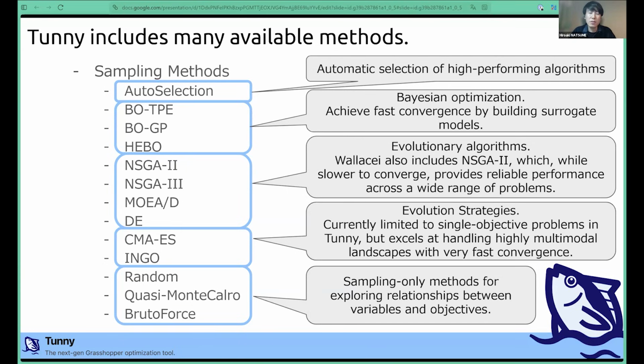Evolution strategies like CMA-ES and INGO are currently limited to single objective problems in Tunny, but excel at handling highly multimodal landscapes with very fast convergence. And finally, random, Quasi-Monte Carlo, and brute force are sampling-only methods useful for exploring relationships between variables and objectives without optimization.